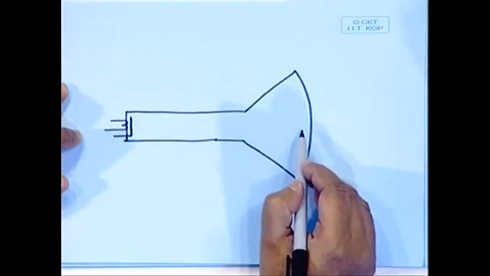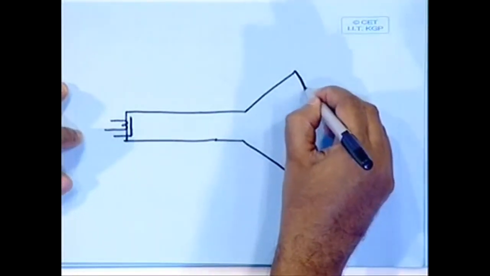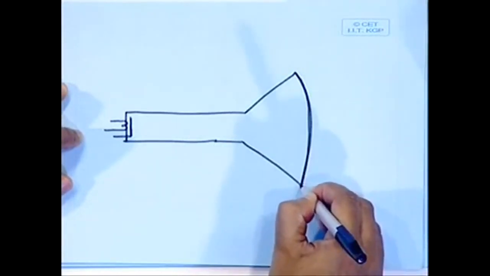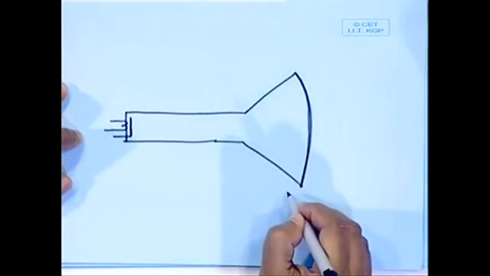The flow of electrons will be such that when the electron beam ultimately reaches this screen, the screen is actually coated with phosphors. That means when the electron beam hits the phosphors, they illuminate. But we are using this instrument for the purpose of observing the waveforms of various circuits.